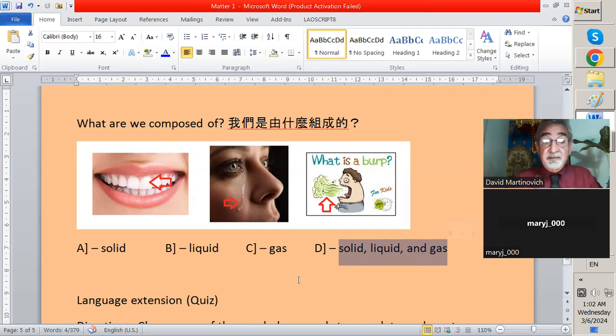We have solid parts in our body like teeth, bones. We have liquids in our body, a lot of liquid actually, such as water, blood, and we also have gas in our systems. This is what makes us go burp after we finish eating. So D is the correct answer.